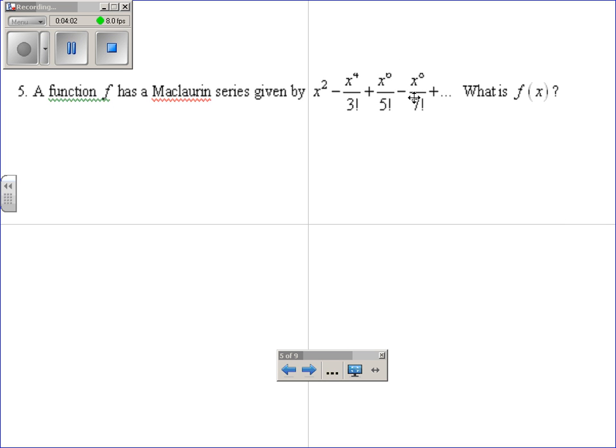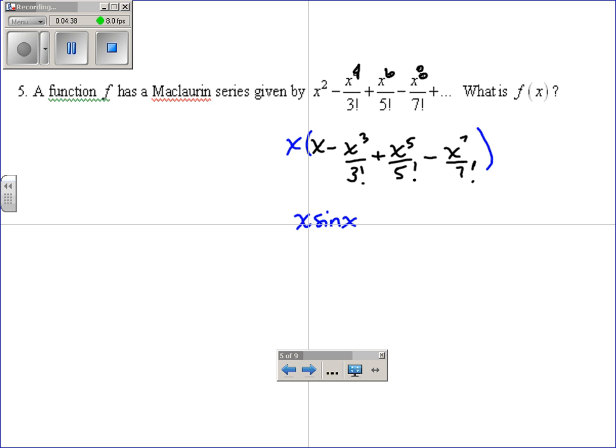Alright, so what is f of x? Hopefully you notice that we see it is 3 factorial, 5 factorial, 7 factorial, so that looks like sine. And again, sine looks like this. And so this is 4 and 6 and 8. And so what has happened is that each of these powers have increased by 1, and the way we would do that is we multiply through by x. And so this is actually equal to x sine x.